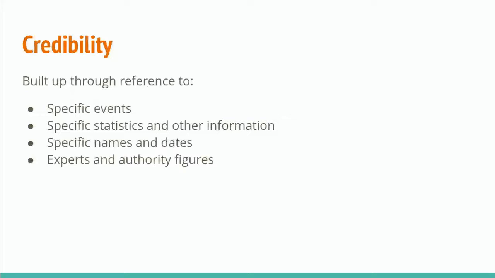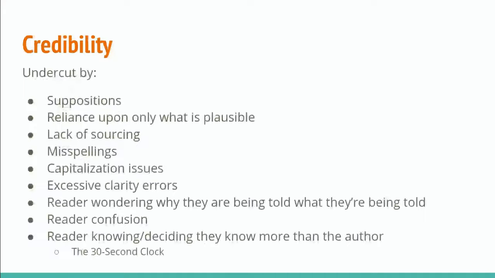Credibility. Credibility is built up through reference to specific events, specific statistics and other information, specific names and dates, experts and authority figures. On the other hand, credibility is undercut by suppositions, reliance upon only what is plausible but not necessarily that which is factual, a lack of sourcing, misspellings, capitalization issues, excessive clarity errors, the reader wondering why they are being told what they're being told, reader confusion, or the reader knowing or deciding that they know more than the author.